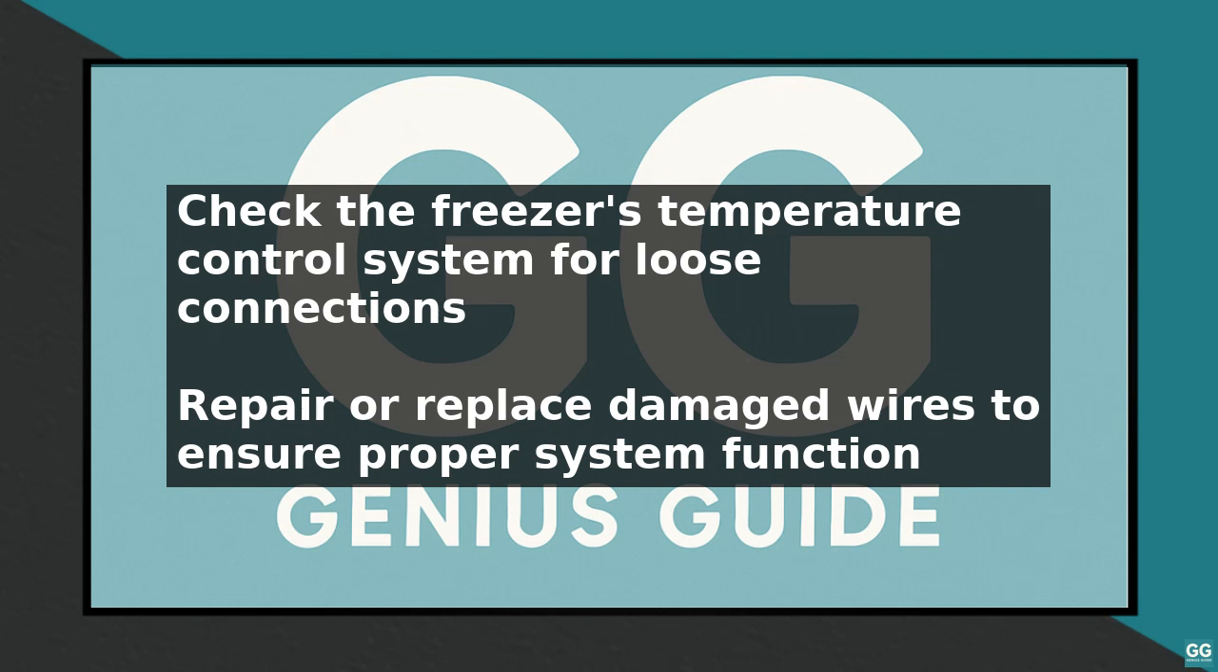In addition to these steps, it is also important to check the freezer's door seals for any signs of damage or wear. A faulty door seal can cause temperature fluctuations, leading to the ED 2025 error code. Inspect the seals and replace them if necessary.